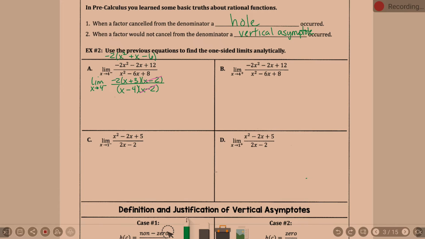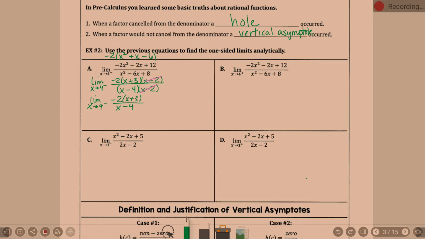And so now, as we work with this, we are working with the limit as X approaches 4 from the left, negative 2 times X plus 3 over X minus 4. We have a vertical asymptote at 4, because that's where my denominator will equal 0, right? A hole at 2 is going to be irrelevant on this part of the problem, though.